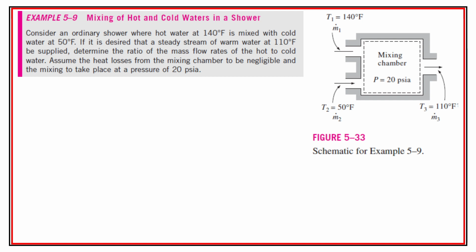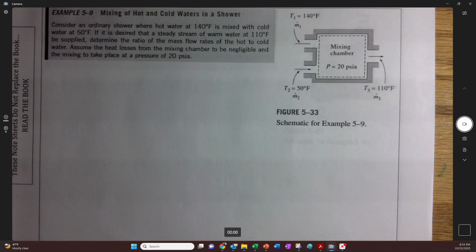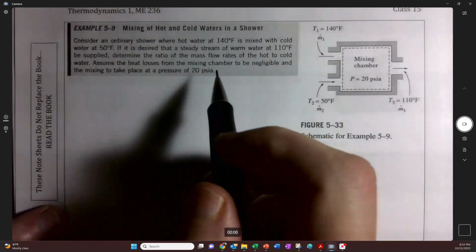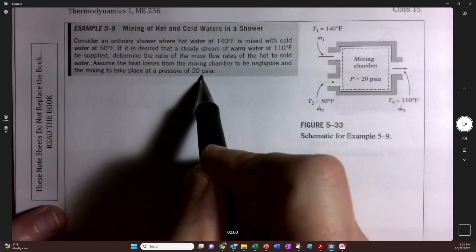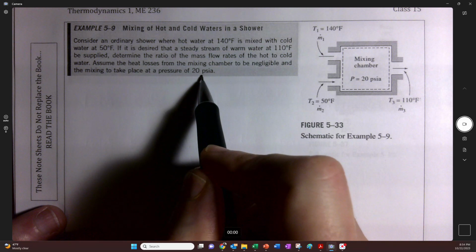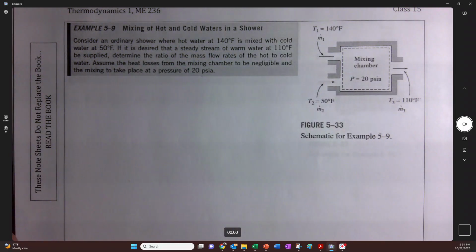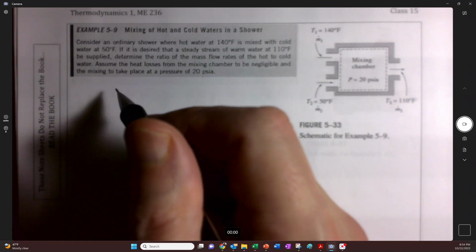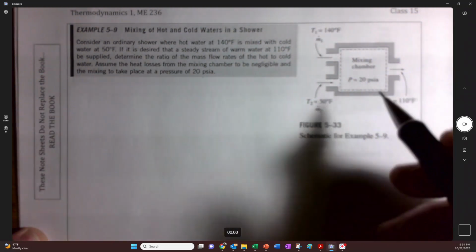Assume the heat losses from the mixing chamber to be negligible, so it's insulated, and the mixing to take place at a pressure of 20 psia. So anyway, we're going to label states 1, 2, and 3.